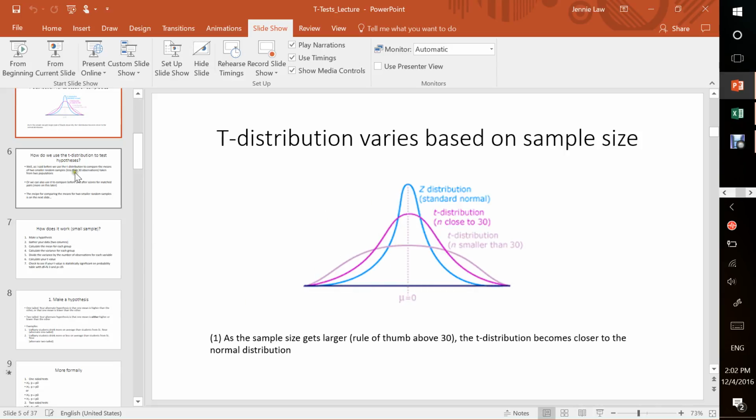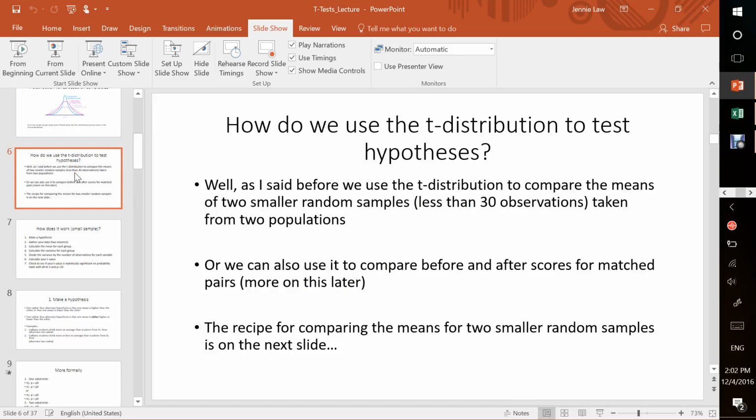When we have observations more than 30, our t-distribution starts to look more like our z-distribution, which is also just the standard normal. So we use the t-distribution to test hypotheses, specifically the means of hypotheses that are about the means of two random samples.